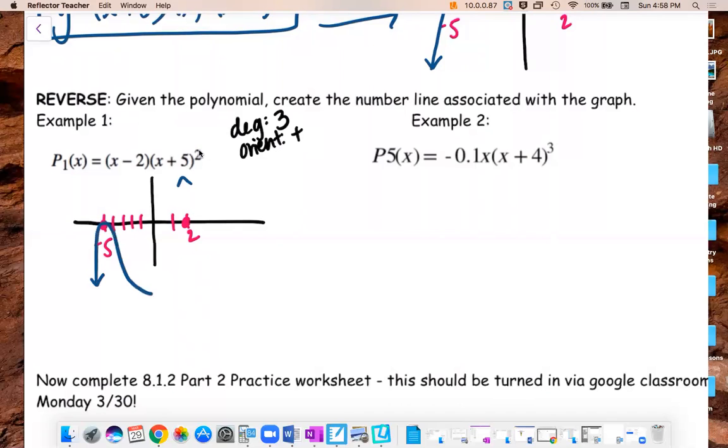Don't really care about y-intercept too much. And then it's going to cross through 2, and it crosses through 2 because that has a degree 1. Okay, so now we just have to draw a number line. So draw your number line.